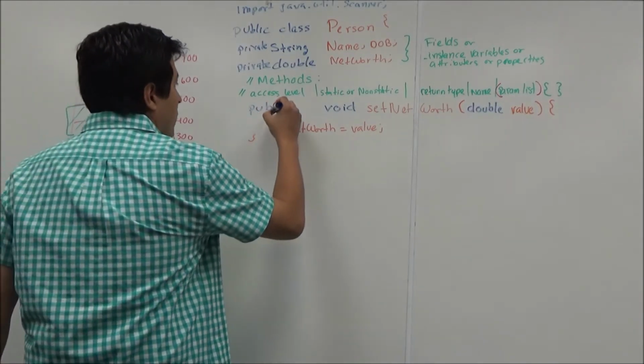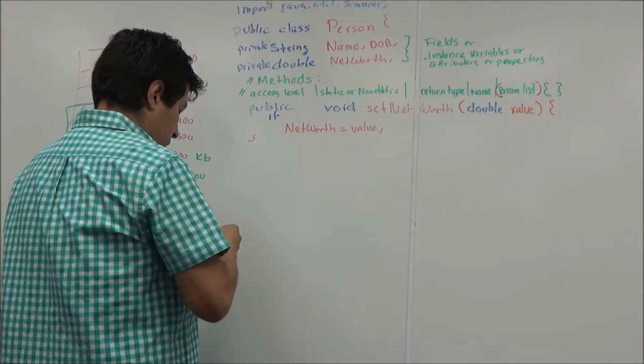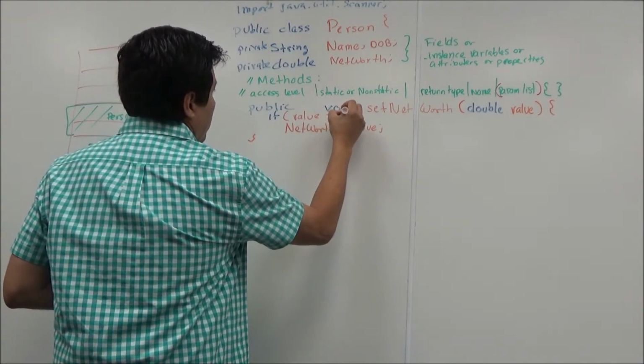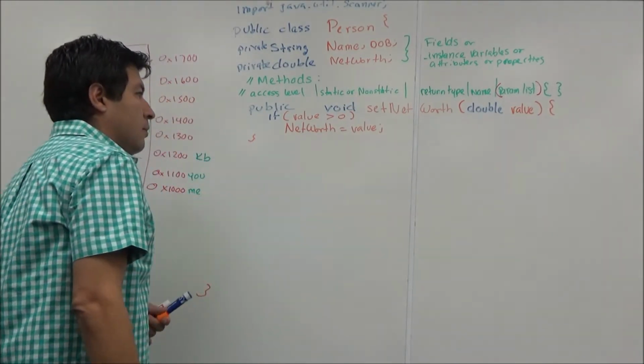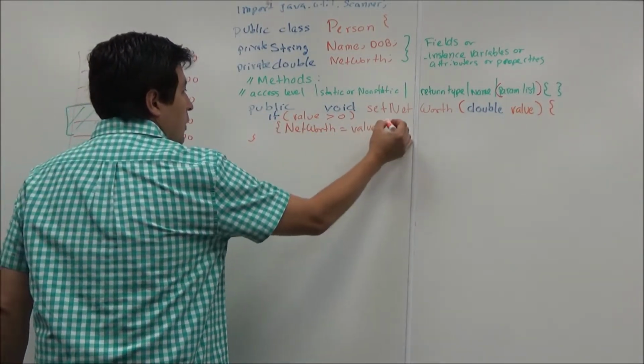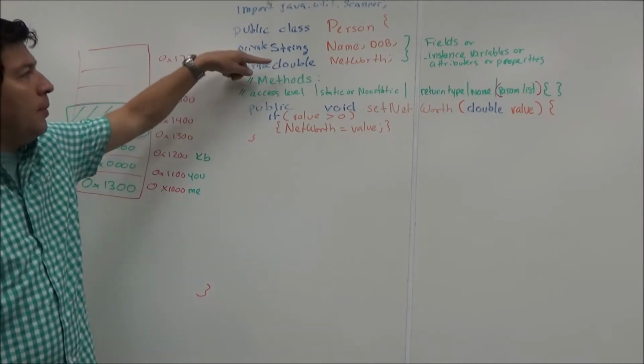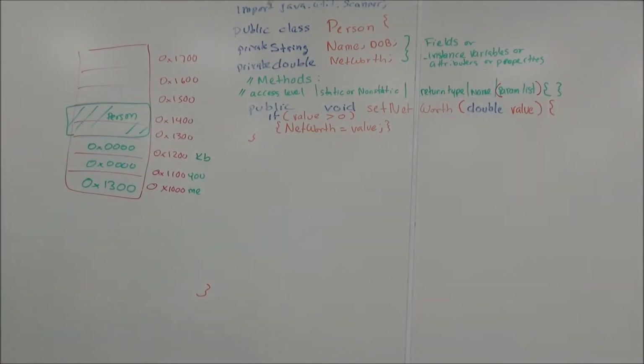So we can say if the value is greater than 0, then you can allow the net worth to change. That will prevent from having negatives. Something you could not do before when you have this as public, right? First, good?